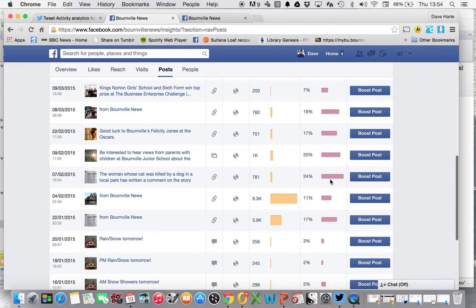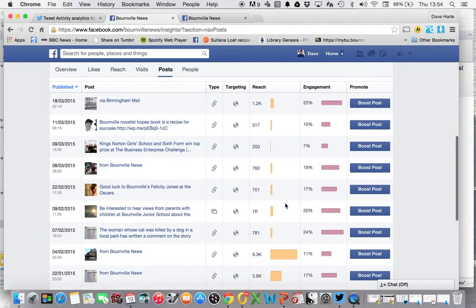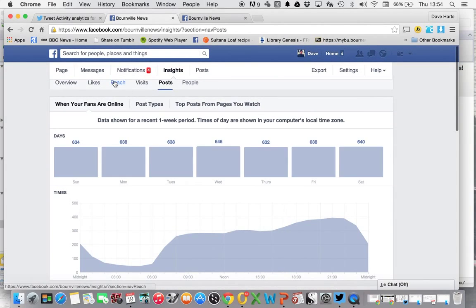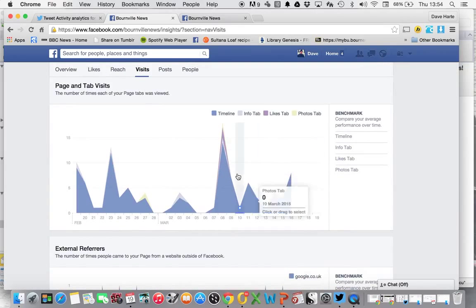And so actually this one here, which had far less reach, had a higher percentage rate of engagement than the one that had 9.3 thousand organic reach. So there's lots of detail there, lots of lovely rich detail. We'll just check on the other tabs here. So that's rich. One thing worth noticing is that, look, this is page visits.